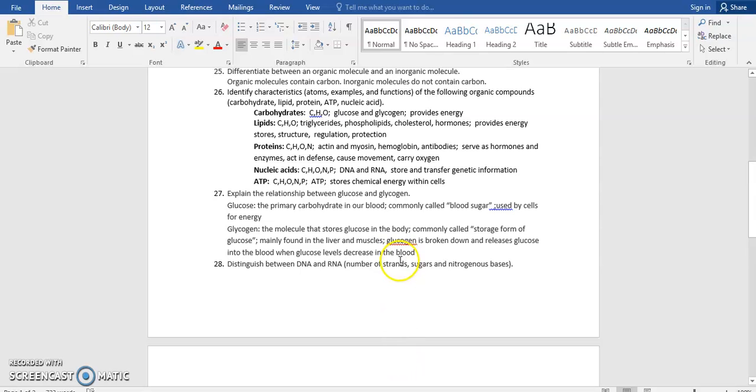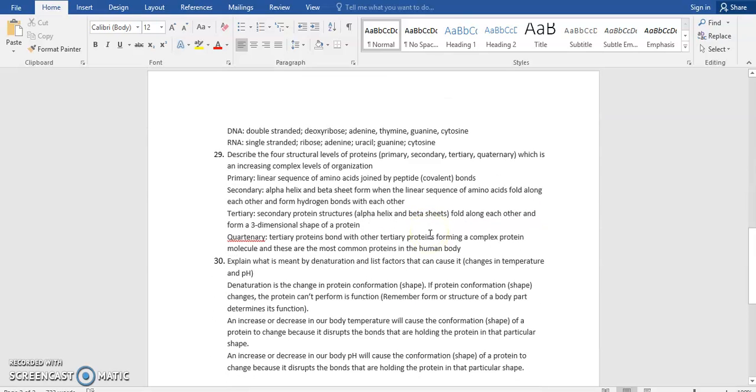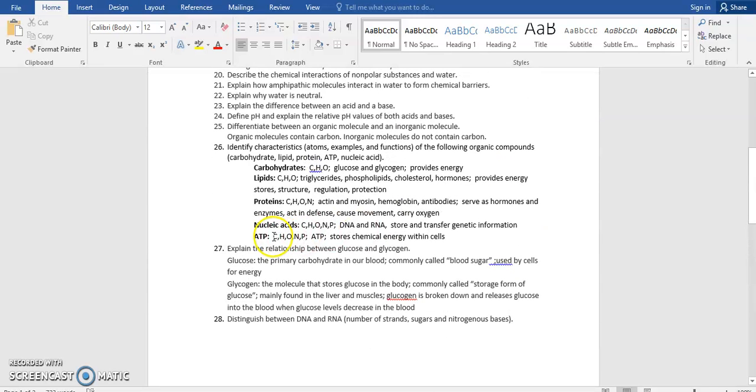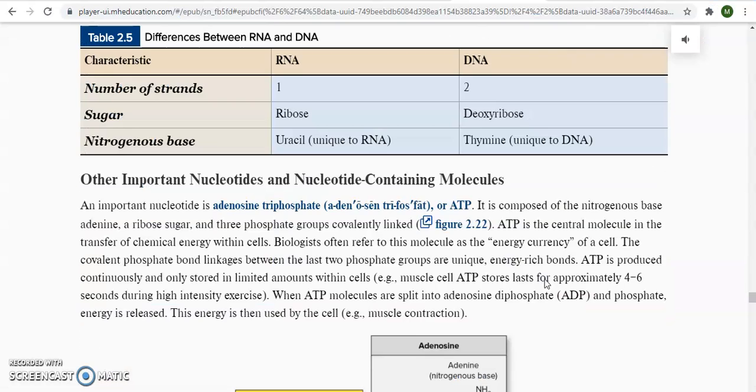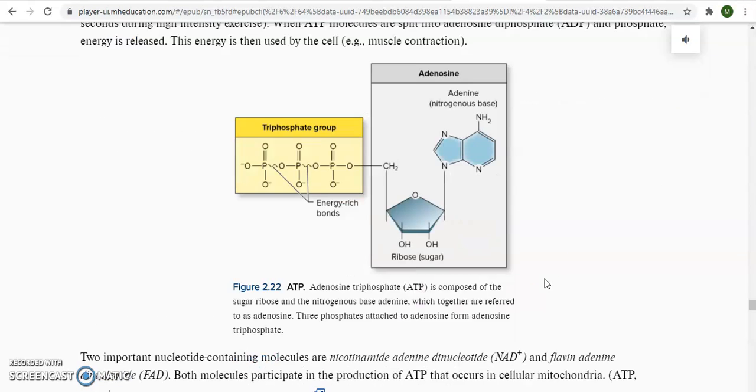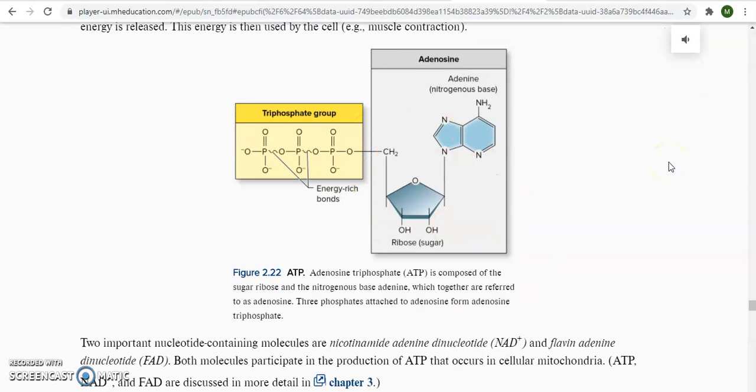All right, so that was our nucleic acids, and then ATP is our last organic macromolecule. So I'm going to go to our textbook because there was a picture. I believe it was underneath here. Yeah, there it is. So here's the picture of ATP. And ATP stands for, it's down here, adenosine triphosphate. And you can see the molecule here.